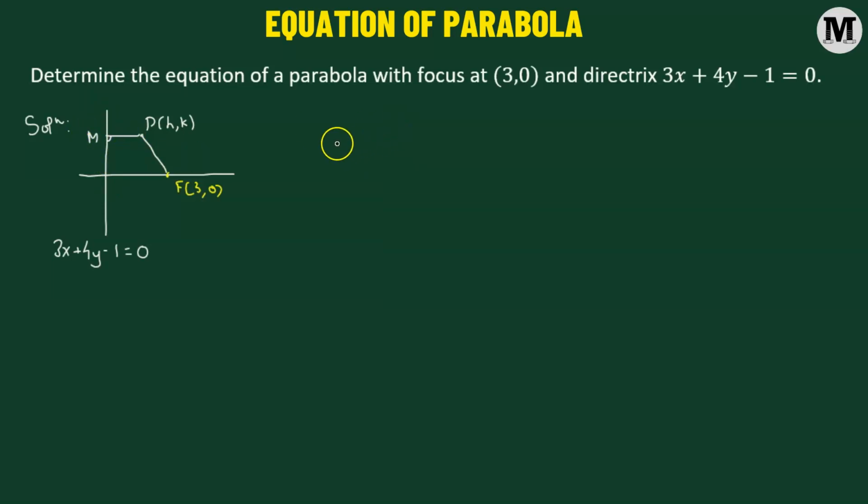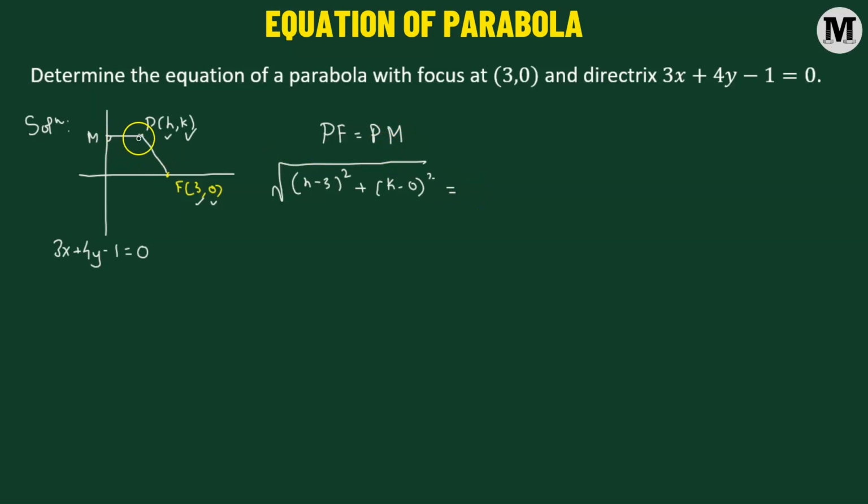Now by the definition of a parabola, we know that the length of PF will be exactly equal to the length of PM. Here we can easily find the length of PF because all we have to do is use the distance formula. So we'll take the square root. First we'll take the difference of the x coordinates, so we do h minus 3, and then we're going to square this result. Next we're going to add it to the difference of the y coordinates, so that's k minus 0. We're going to square this value as well. Now this will be equal to PM.